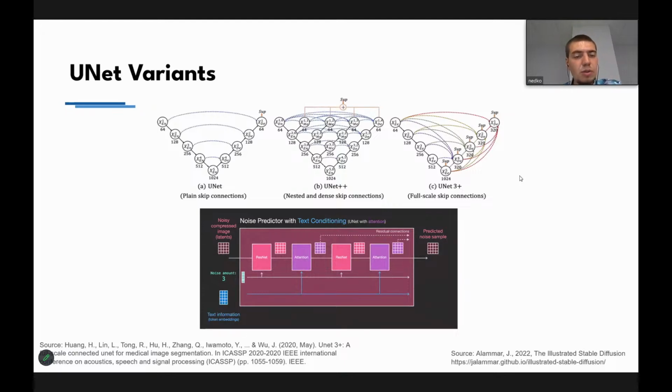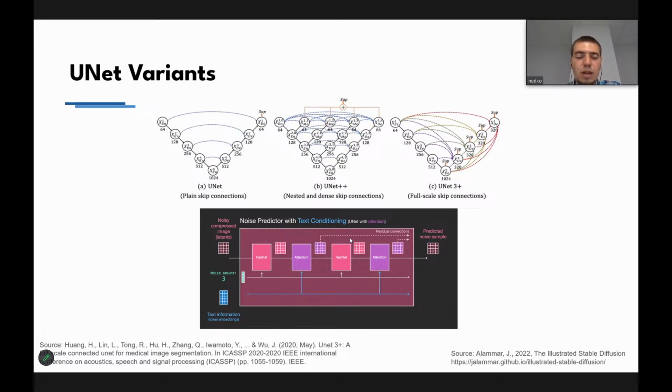And UNet has many variants. So on top, you can see some of them, which are mostly related to where the skip connections go exactly, not just linearly like with the original one, but in some more complicated ways, even adding new blocks in the middle.